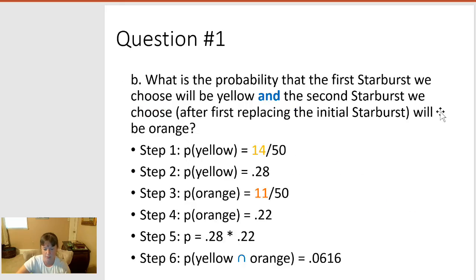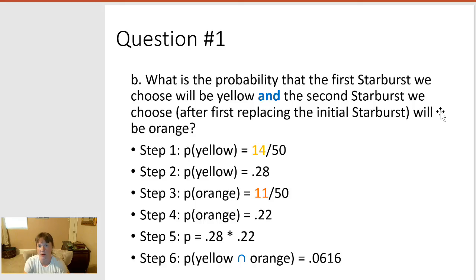In the second part of question 1, I'm asking a different type of question. What is the probability that the first starburst we choose will be yellow, and then on the second trial, I choose an orange one? So this is a very different kind of question.